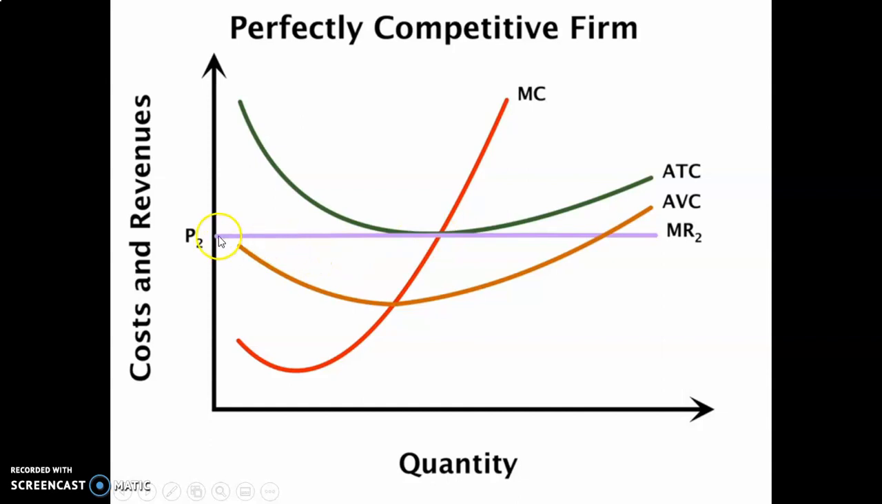But in the long run, price is going to be equal to average total cost, is going to be equal to marginal cost, is going to be equal to marginal revenue. And we're going to revisit that. But this is what the perfectly competitive firm's cost curves are going to look like. The price is equal to marginal revenue, is equal to marginal cost, is equal to average total cost, and this is also the firm's perceived demand curve.